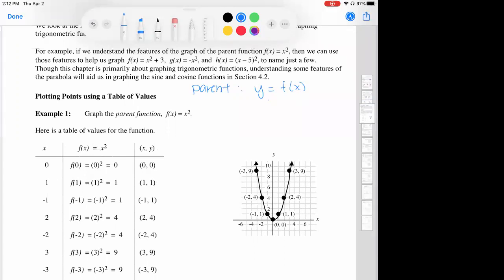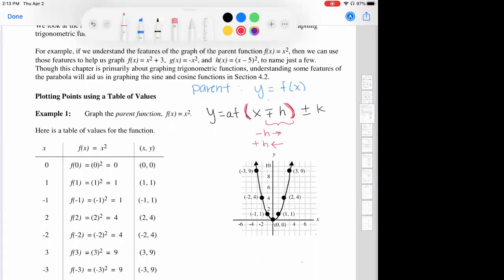Now we can apply shifts. These shifts can be written as y is equal to f of x minus or plus h, and plus or minus k. So what does each one of these mean? If I have a plus or a minus a number inside the parentheses, inside the function, then it's going to be a horizontal shift. If I have a minus h, it's going to shift to the right. If I have a plus h, it's going to shift to the left.